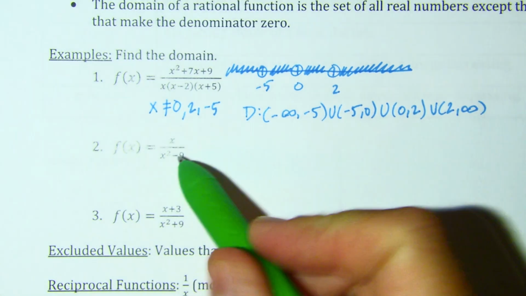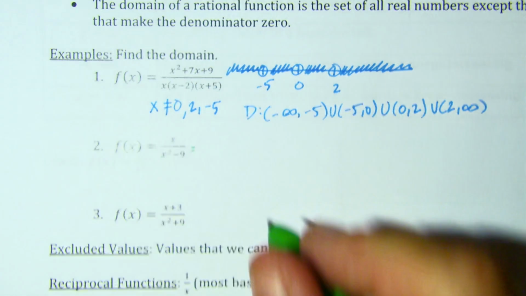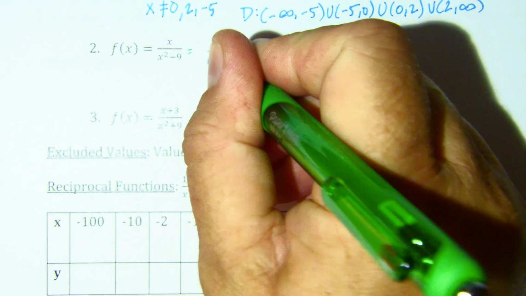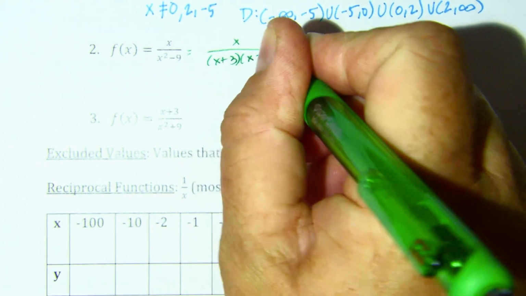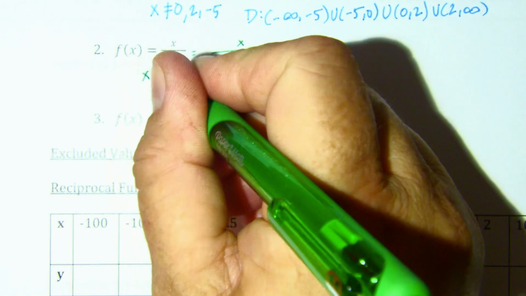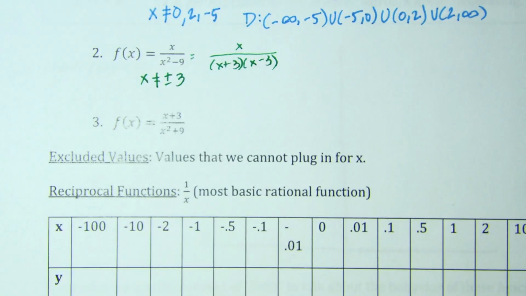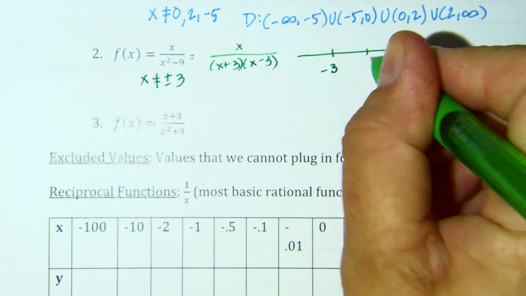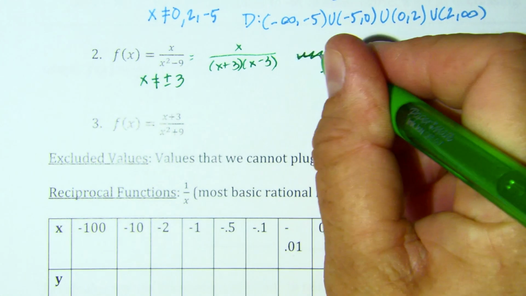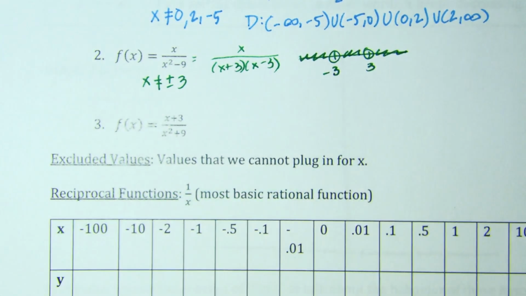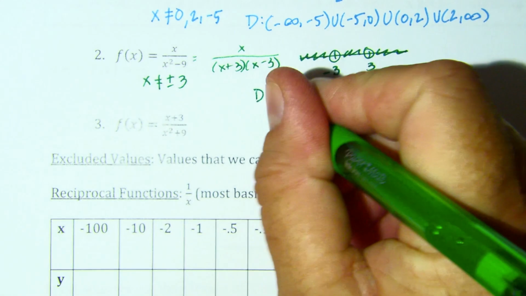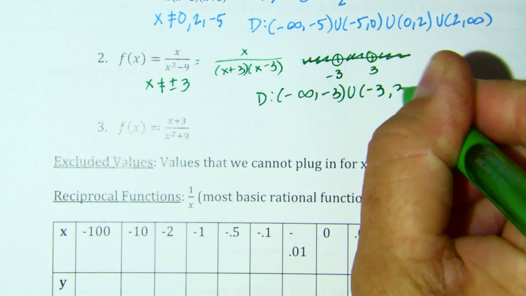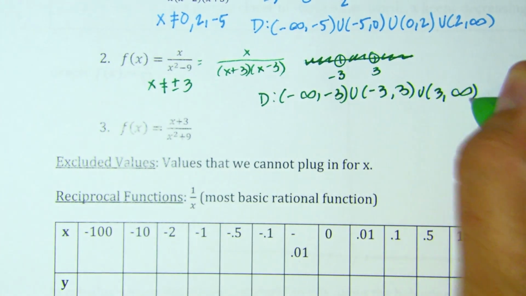The next example, we need to go ahead and factor our denominator first. If I factor that, I have x over x plus 3 and x minus 3. So that means x cannot equal positive or -3. So again, thinking about that number line, if you wanted to draw one, it's not asking us to, but it's a helpful visual. It's going to be everything except for those values. So my domain then would be -infinity to -3, -3 to 3, and 3 to infinity.